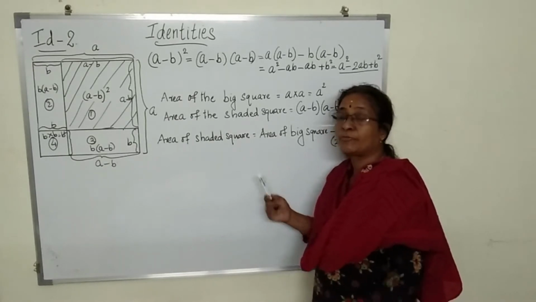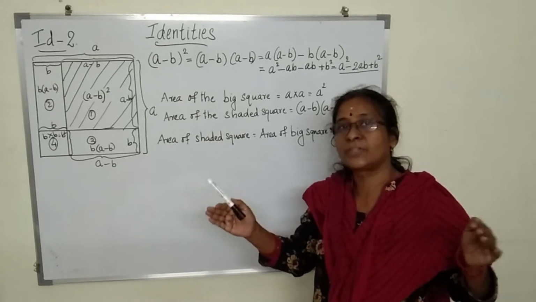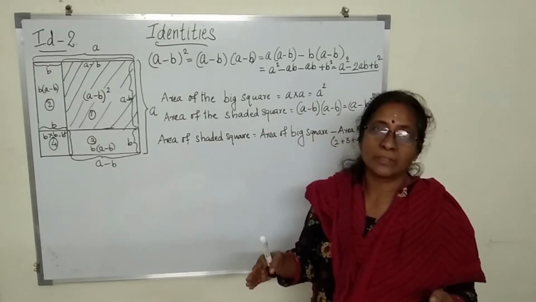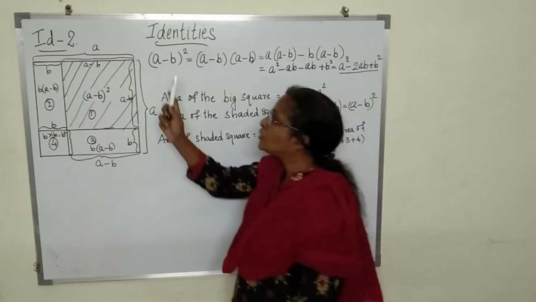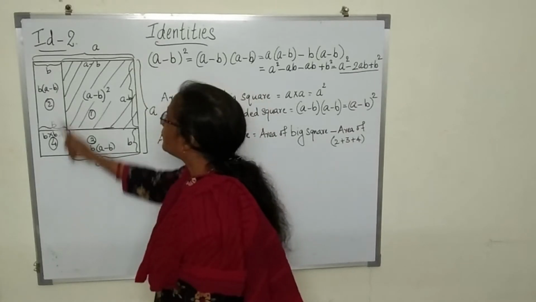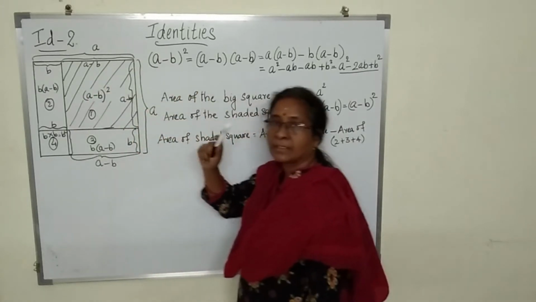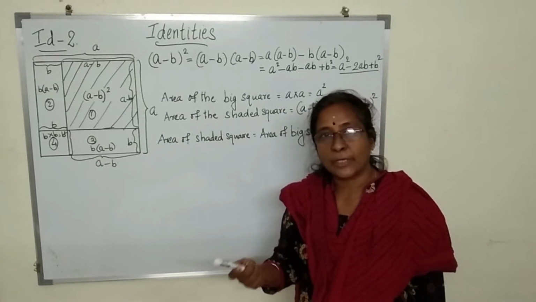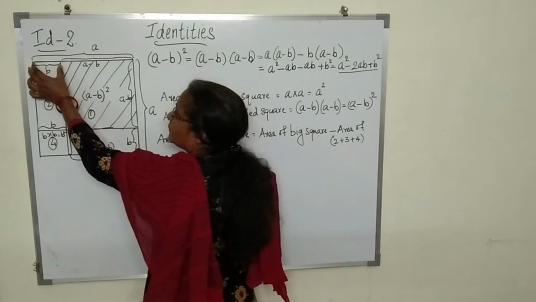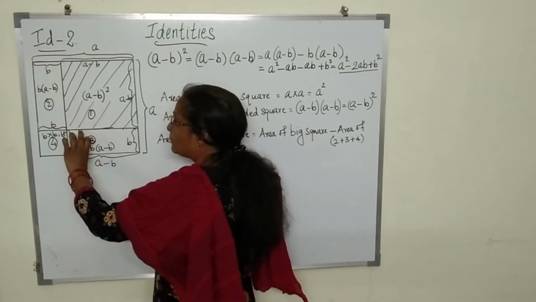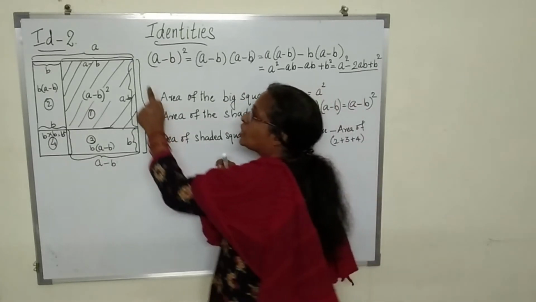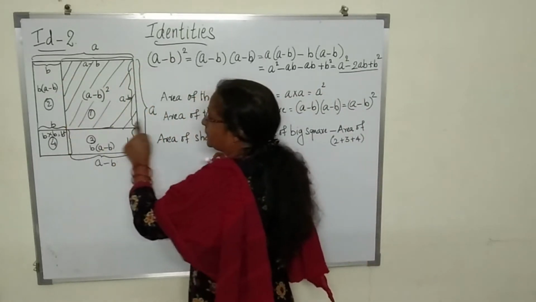Yesterday we took one small square and increased the sides. Today we are going to take a big square of side A. So what I did here is, I have taken a big square first and its side is A. Now we need to reduce the sides by B. That means from both the sides, from the length and from the breadth, we removed B. So we got a small square here which is shaded.